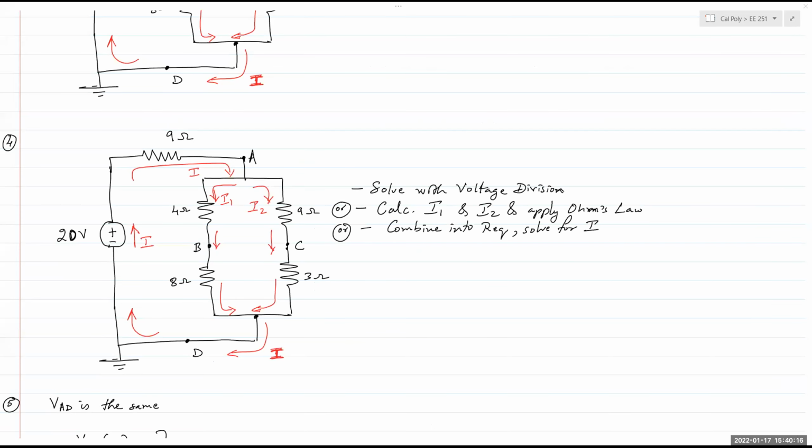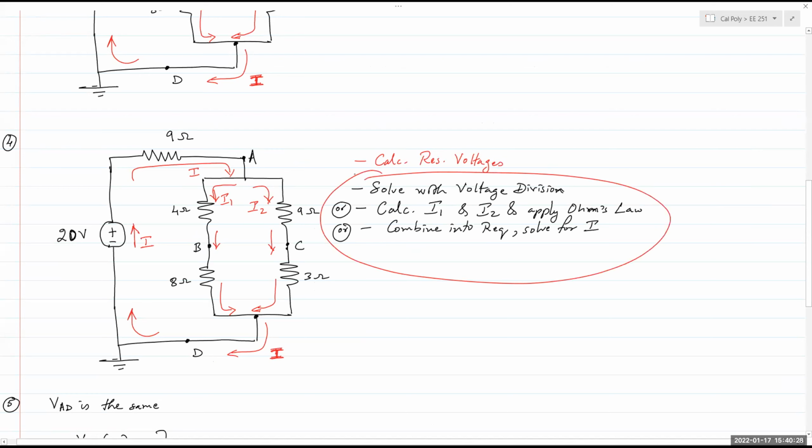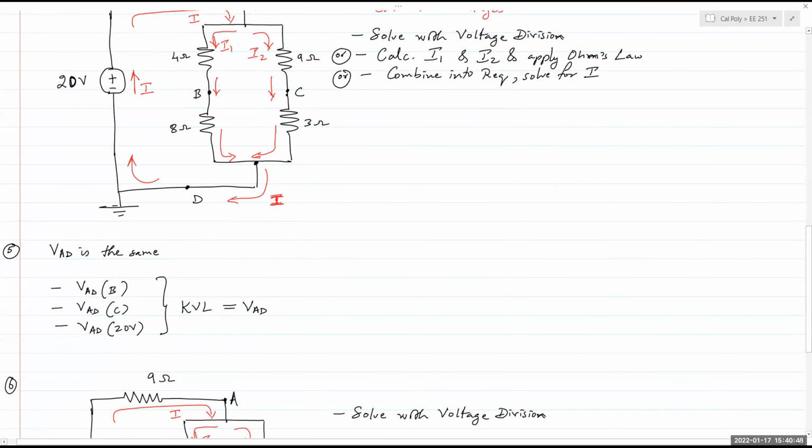You can calculate the resistor voltages first, by either applying voltage division, or you calculate I1 and I2, or you combine it to Req and solve for the total current I flowing through the circuit. Once you have the resistor voltages, meaning all 5 resistor voltages, you can calculate the node voltages from that point on. Okay. Problem number 5.